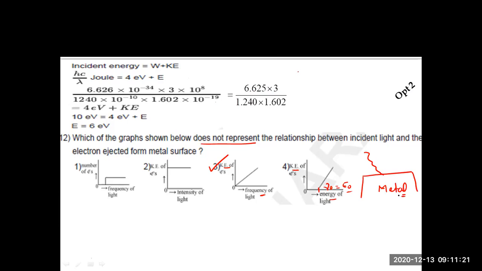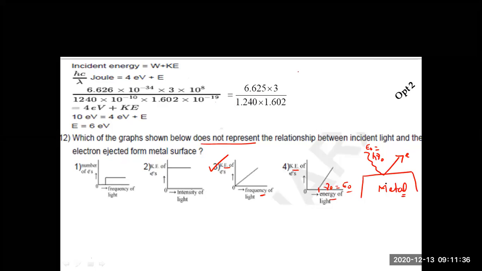Now look at this. This is a metal. When a radiation of suitable frequency, which is represented as E naught, E naught is nothing but h nu. For suitable frequency, h nu naught we say, that is called threshold frequency. The electron is emitted. This electron emitted is photoelectron.